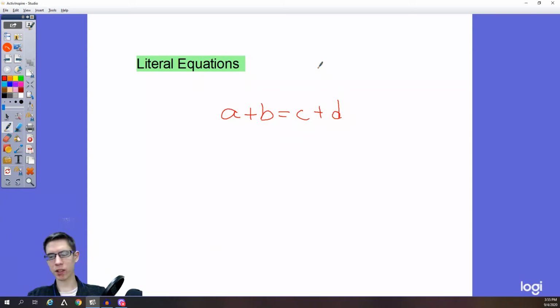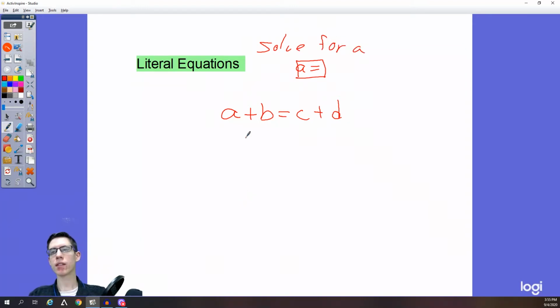There's not a single number to be seen. That might not always be the case, but in this case it definitely is. Whenever you have an equation like this, you'll often be asked to solve or to manipulate the equation until we have one of the variables isolated. We're going to start out real easy for the first one. I want you to solve for a. I want what a is equal to. So solve this equation for a.